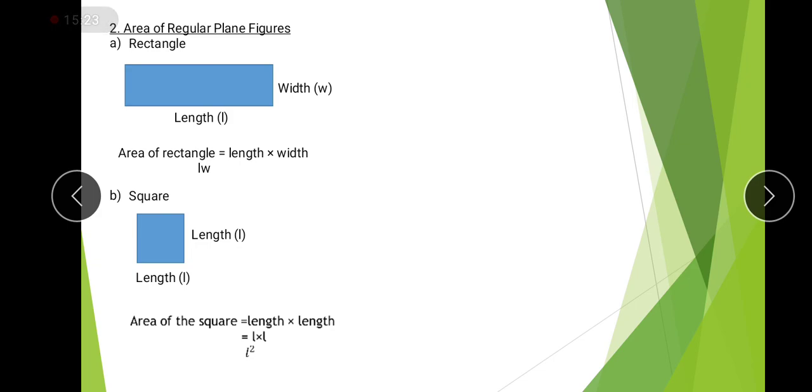Now, in our next lesson, we are going to look at the area of regular plane figures.